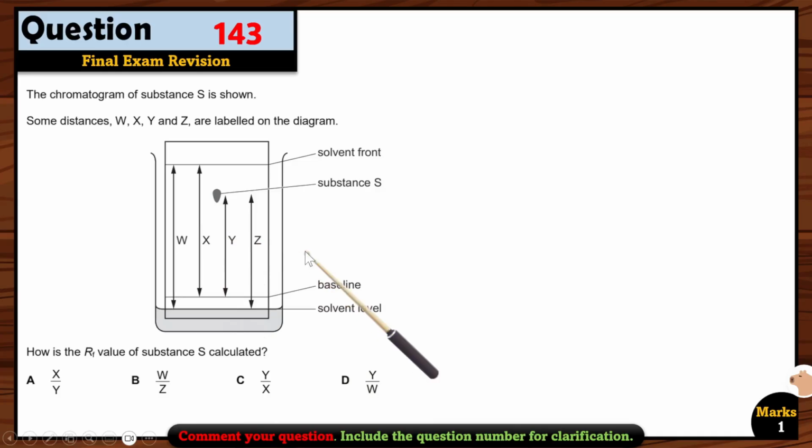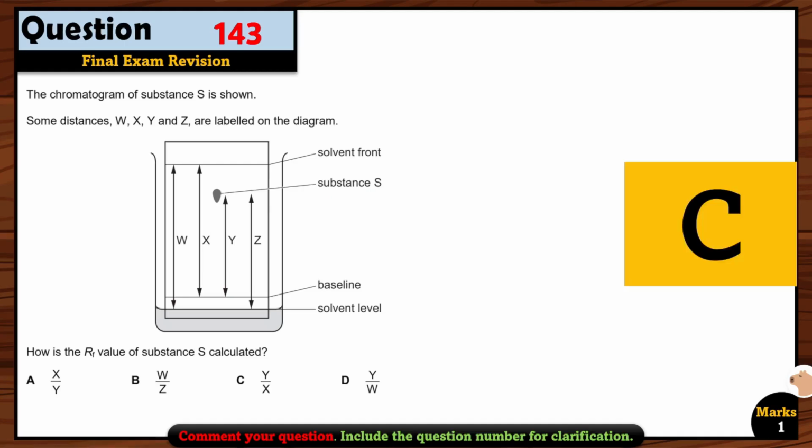Now let's see how much solvent has moved. Again, the solvent we have to measure from the baseline. Can you see this line? Yes, so this is the baseline, and up till the solvent front. So it means X is the right answer. So Y over X is the right answer to calculate the RF value for the substance S. Okay, C is the correct option.